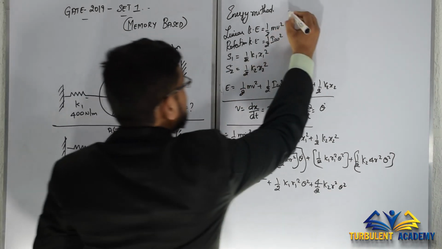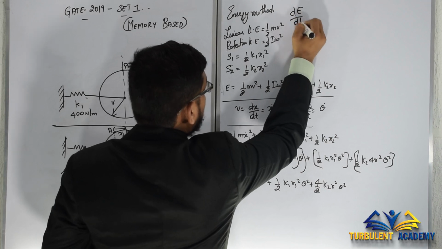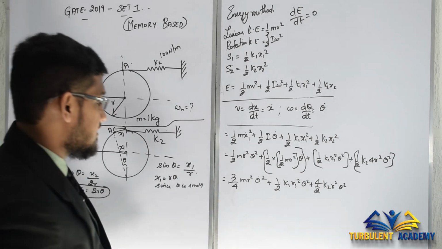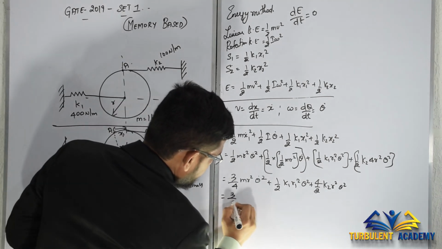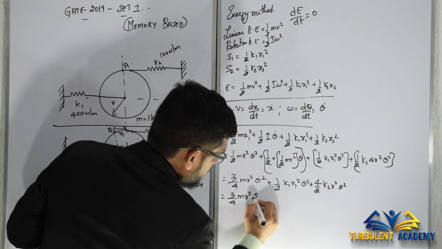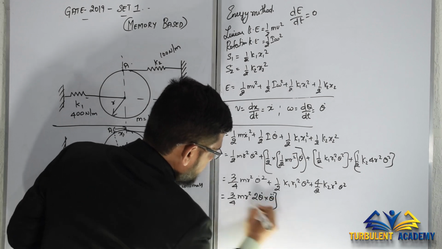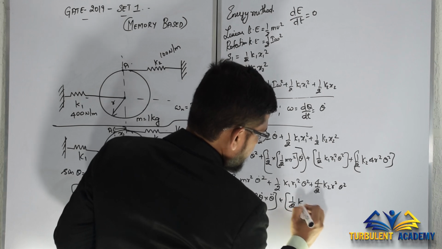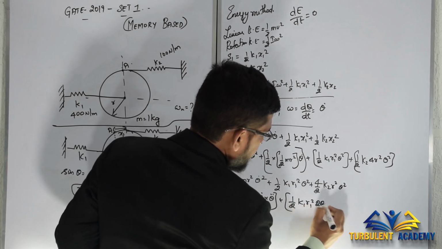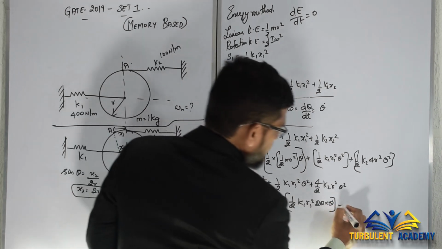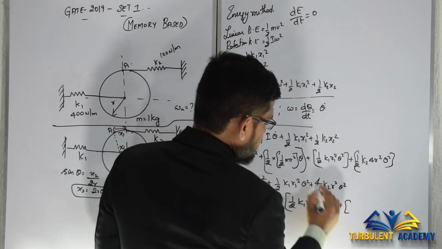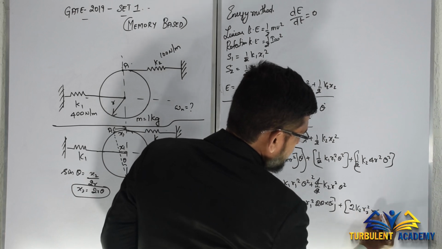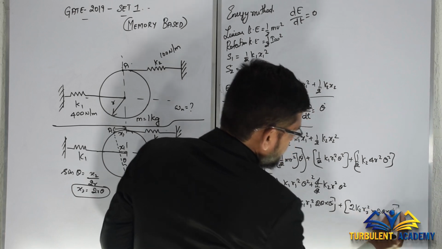Now energy method says that with respect to time energy should be 0. So I am going to differentiate this particular system. So 3 by 4 mr square 2 theta dot into theta double dot, plus 1 by 2 into k1 r1 square 2 theta into theta dot, plus again 4 by 2 cancels, so we have 2 over here, 2 k2 r2 square into 2 theta into theta dot.